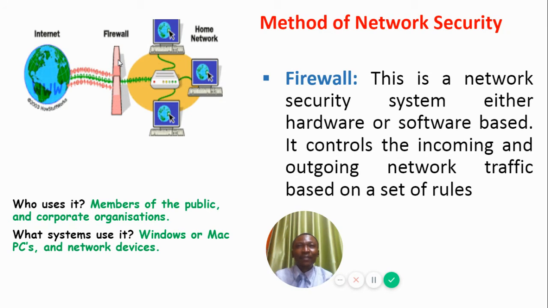Rules like, I don't want anything like kill to come into my network. I don't want anything like bomb to come into my network. And once information comes with bomb, with kill, it is screened out. As you could see here, all these ones in red are screened out, while all the ones in green are allowed into my network. It's a simple method of network security.